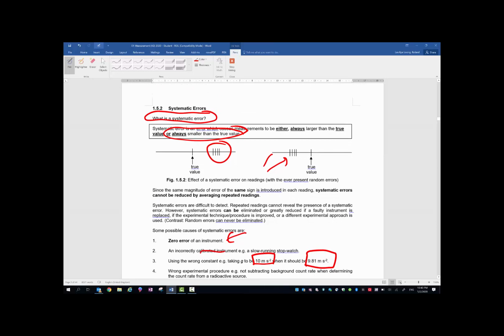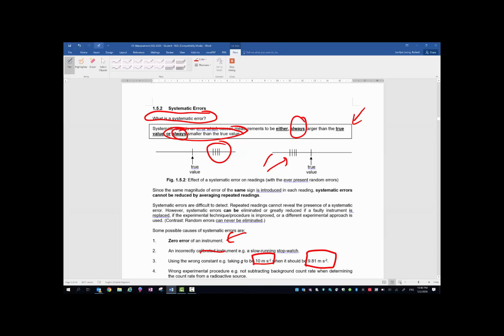But once again, what is systematic error? This sentence is boxed out. You need to be able to replicate that. But one thing that students every time write wrongly is that they say systematic error is an error which causes measurement to be always larger or smaller than the true value. So don't write it that way. You must say always larger than the true value or always smaller than the true value. The word always must appear twice.